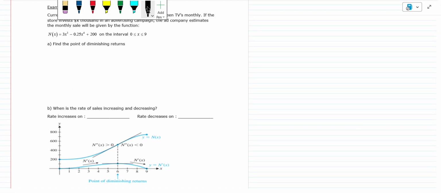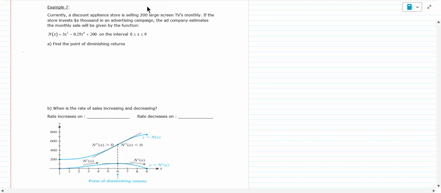When we find the point of diminishing returns, all we have to do is take the second derivative and set it to 0. So the first derivative is going to be 9x squared minus, and then by the power rule, that would be x to the third.